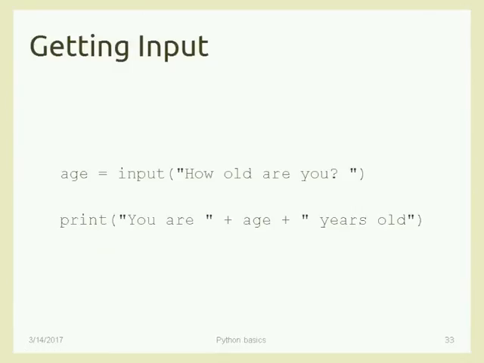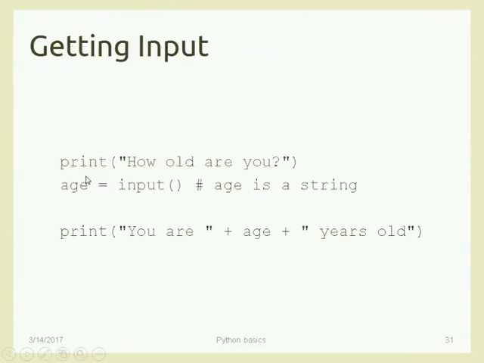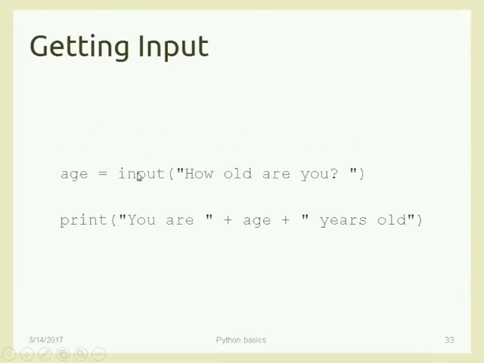There is a more concise way to do this, that is to insert the question inside the input function. So instead of writing print how old are you, you can move that question, how old are you, inside the argument of input. Once executed, this is equivalent to the other one. Instead of writing print something and then input, here you have input with the question that you want. You skip one line, and you avoid using print one more time.